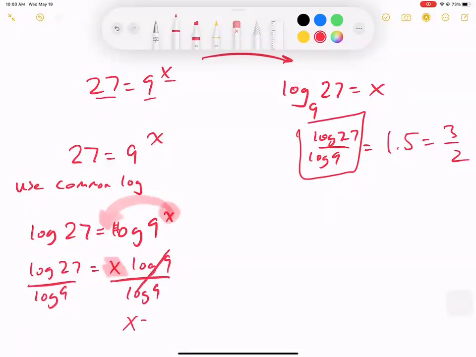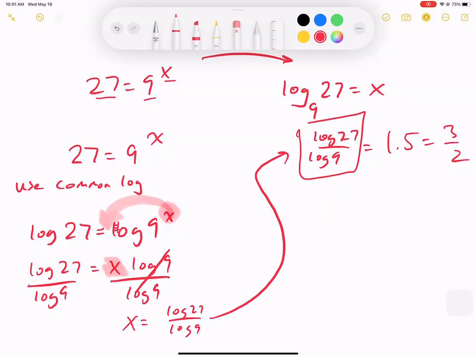So x is equal to log of 27 over log of 9. And please realize that is the same answer that we got using the identity. The identity is our fast way, and this is kind of our proof of how we got from our exponential form into our log form. And this is our proof behind it.